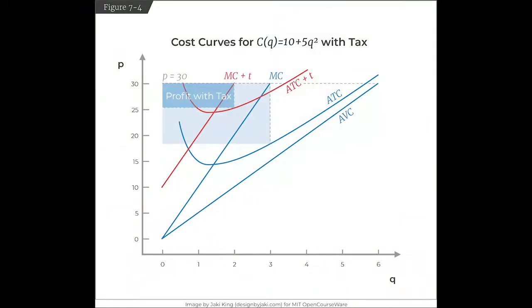And you can see that in the graph, that your marginal cost hits the price now at 2 units rather than hitting it at 3 units. You see that in figure 7.4. Your average cost is also higher, so you're going to make less profit per unit.